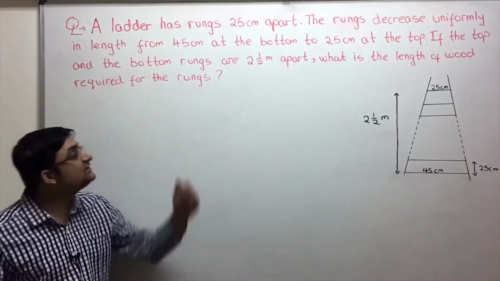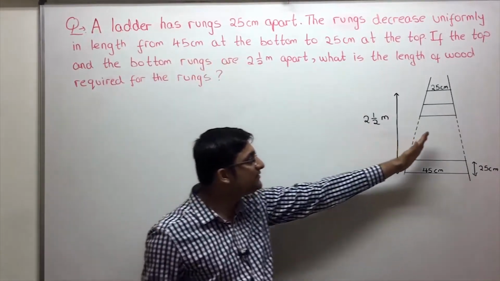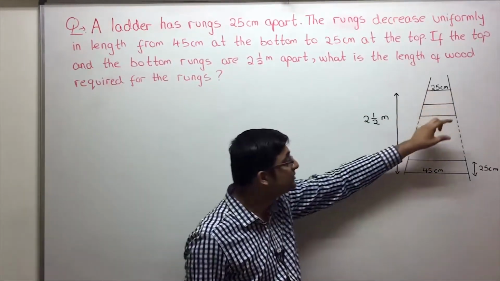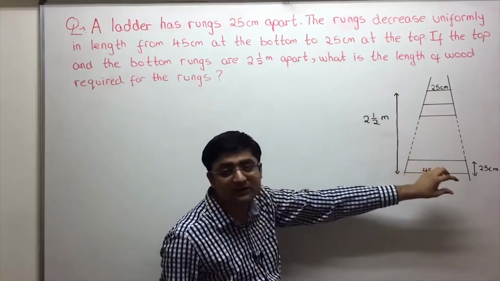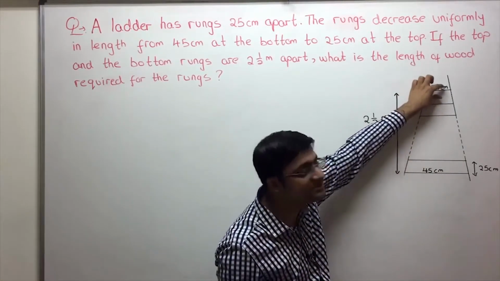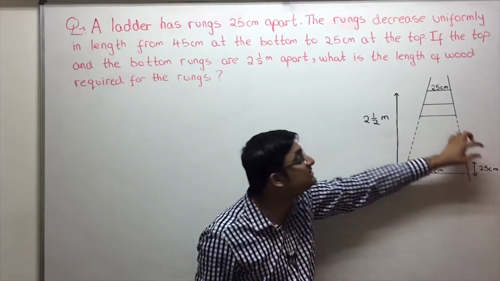So let's read the question. A ladder has rungs 25 centimeter apart. We're given this figure over here. This is a ladder, and each of these is called a rung. In this ladder, the rungs are 25 centimeter apart. So this distance is 25, this distance is 25, this distance is 25, and so on. The distance between two rungs is 25 centimeter.